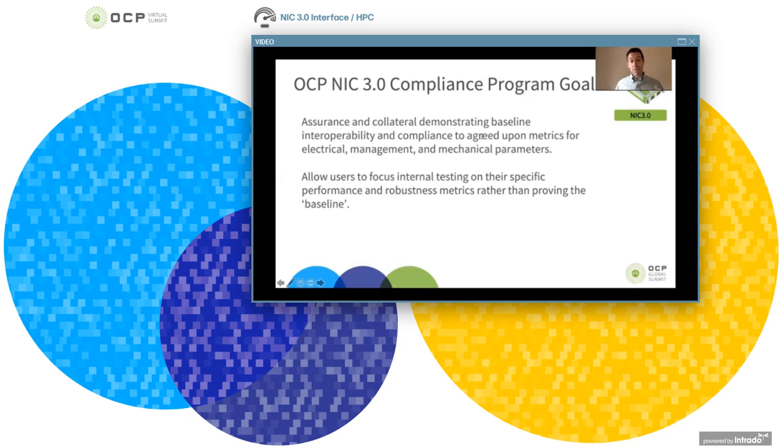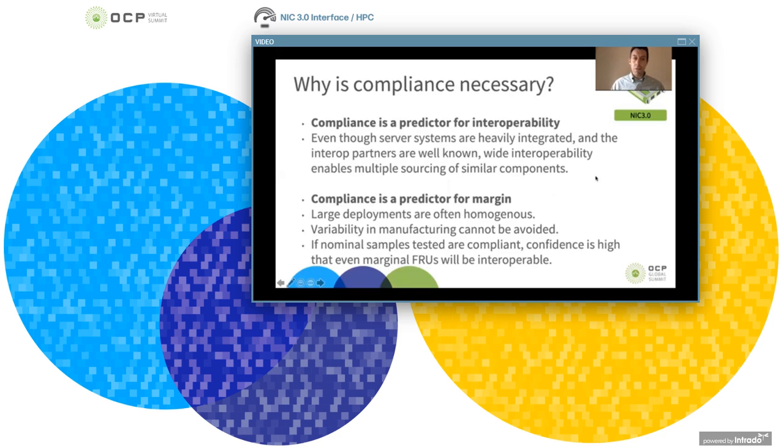You see, when these basics are proven out by the compliance program, the user is able to focus on their own internal testing about the things they really care about: thermal behavior, performance under certain workloads, and things like that. That's what we want. We want to be able to provide a baseline for the user, a baseline expectation for how well things work. So why is this compliance necessary?